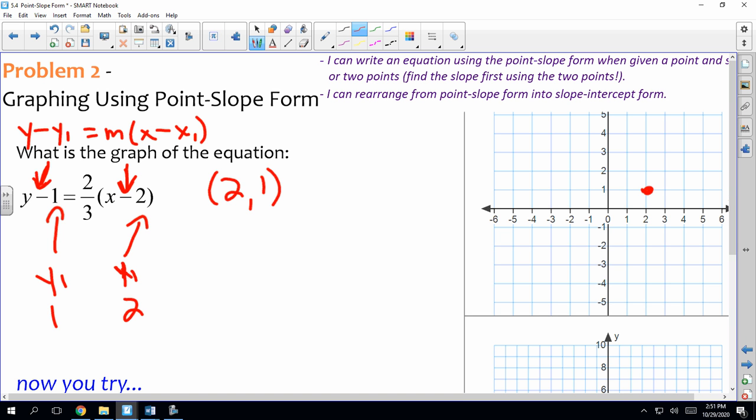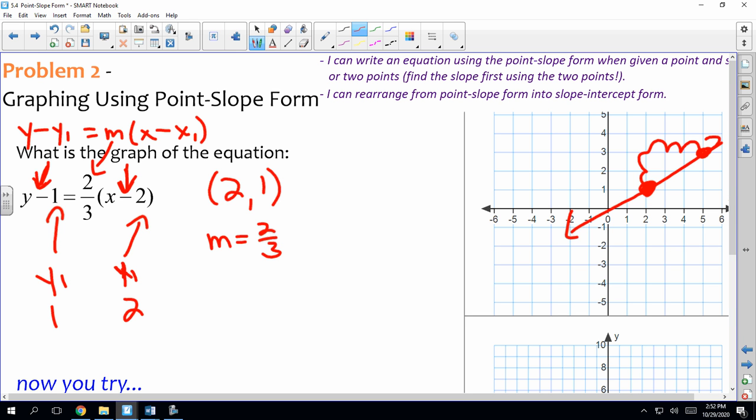My slope, m, is equal to 2/3 because that is in the place of m in the formula. So 2/3 is my slope. So starting from this point over here, I go up 1, 2, and I go right 1, 2, 3, place a dot there, draw my line, and that's it.